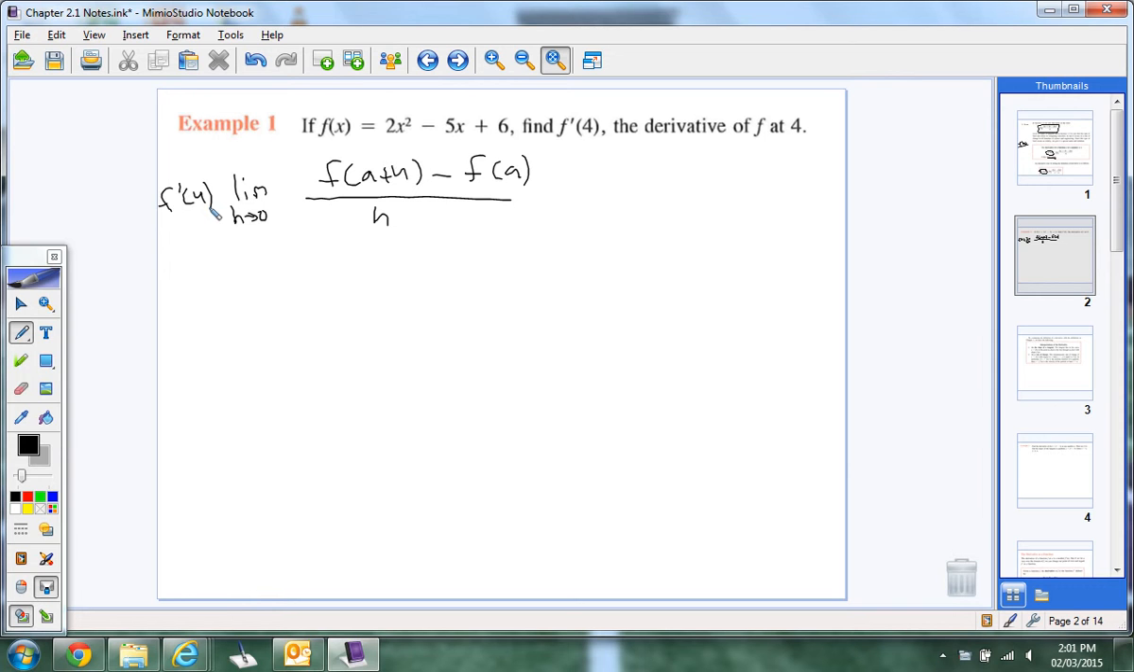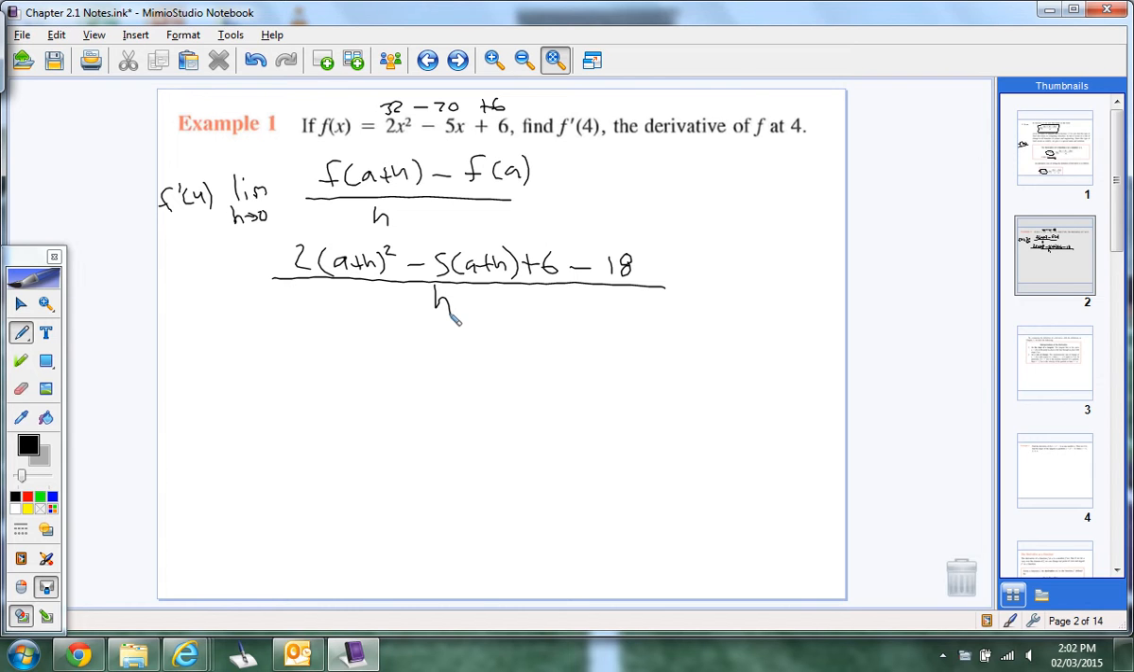To do the derivative, we're going to use the limit definition for now. It's going to be a little bit long here. It's going to be 2 times a plus h squared, I put it in for x there, minus 5 times a plus h plus 6, minus f of a. For f of a, plug the 4 in. If I put a 4 in, that's 16 times 2 is 32, minus 20 plus 6. So that's 12, that's going to be 18, all over h.